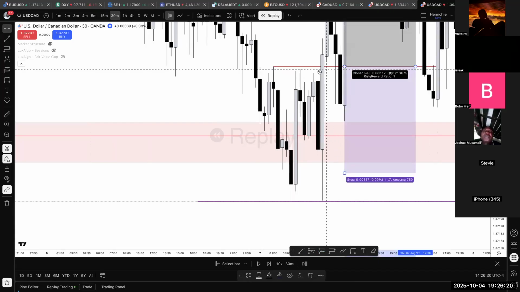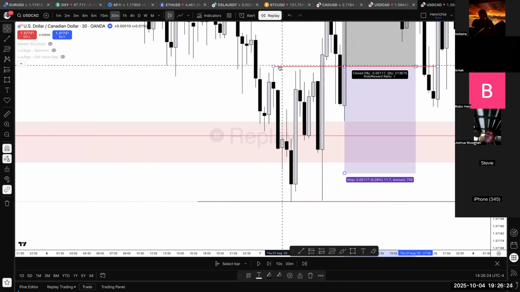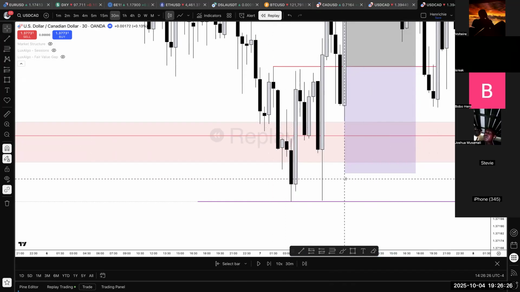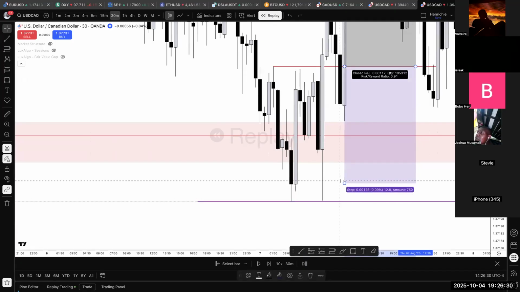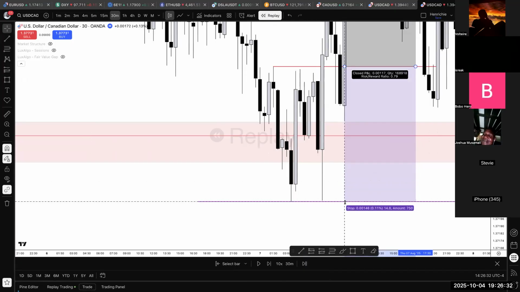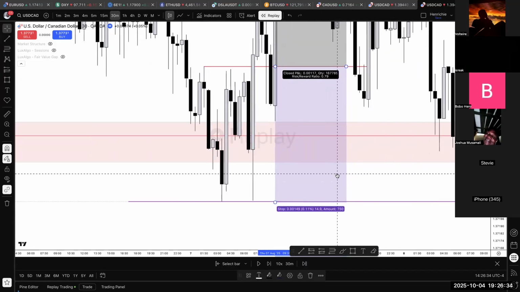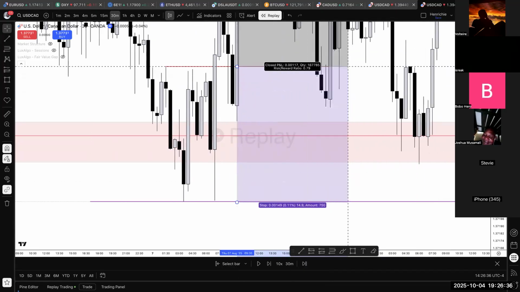For some of you, you can use the inefficiency as your entry. Right here could be your entry. I personally prefer using the high because a lot of the times, 70% of the time, price will mitigate the high, and about 50% or more, it will mitigate an inefficiency before that continuation.